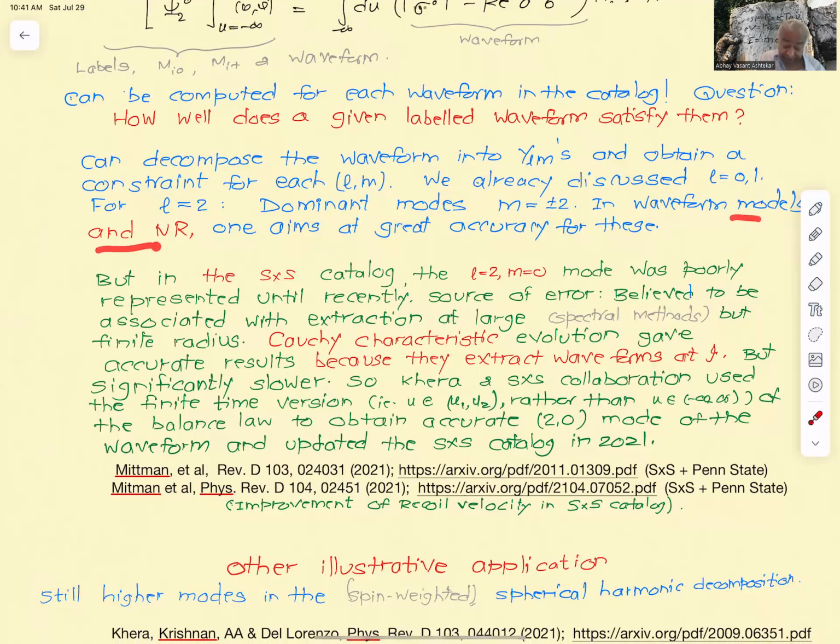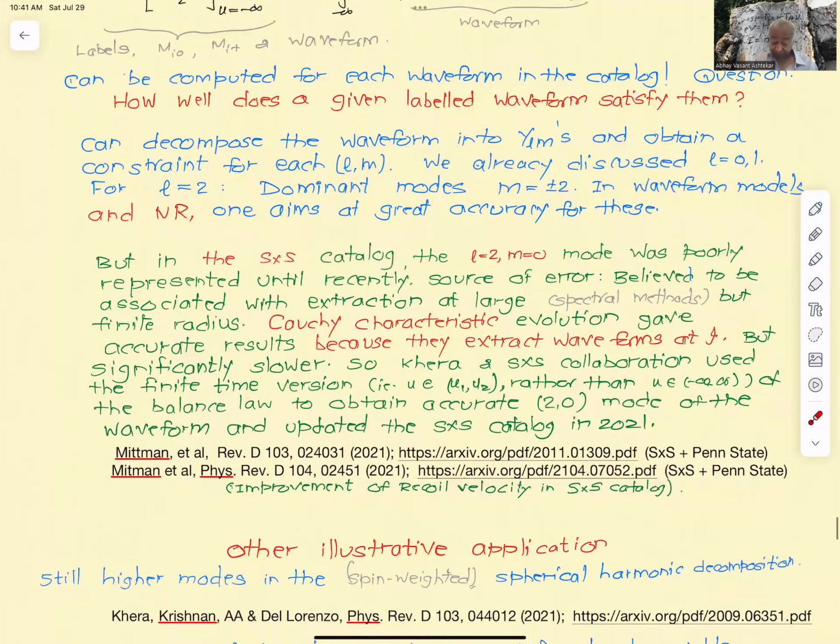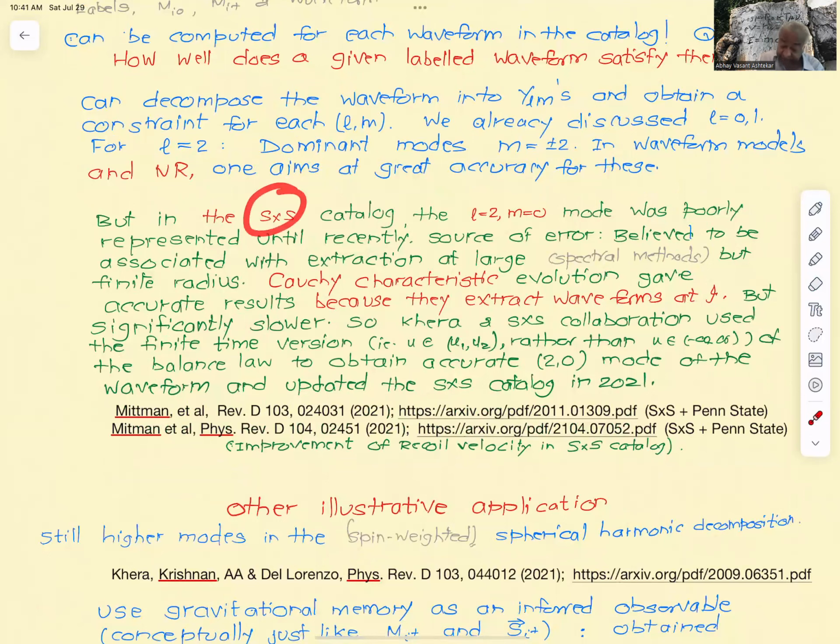And for the waveform models in numerical relativity, one aims for great accuracy for this. But it turned out that in the SXS catalog, the waveform model catalog that we got in numerical relativity, the Simulating eXtreme Spacetimes, Caltech Cornell catalog, the L equal to 2, M equal to 0 mode was poorly represented until recently. The source of errors is believed to be associated with the extraction at large but finite radius. The radius is large because one uses spectral methods. So one can go to 1000 M, for example, to extract the waveform, but still it is finite radius.